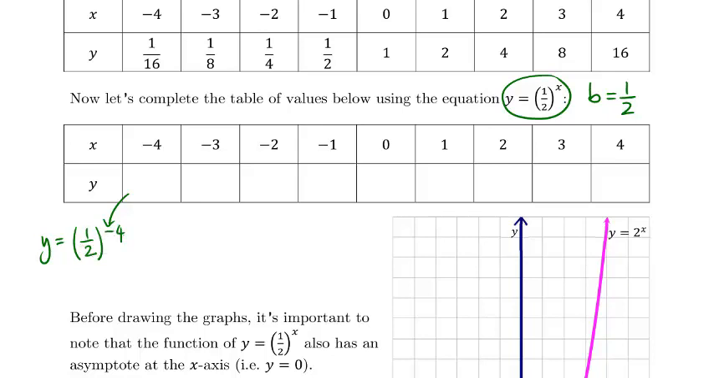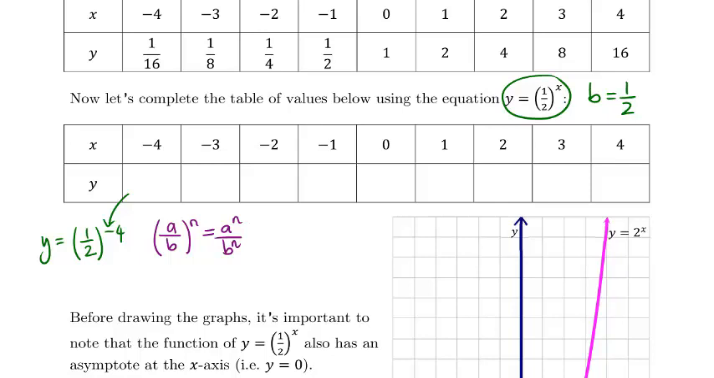Now, at this point, I need to remind everyone about an important exponent law. That exponent law is if you have a over b to a power of n, then you must apply that power to the numerator and the denominator: a to the n over b to the n.